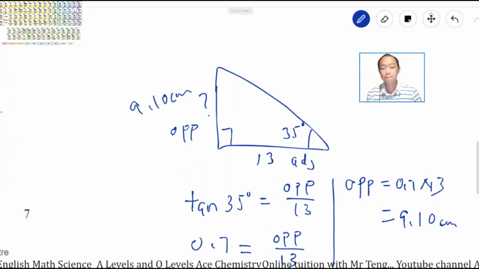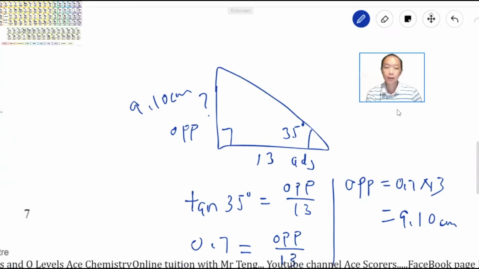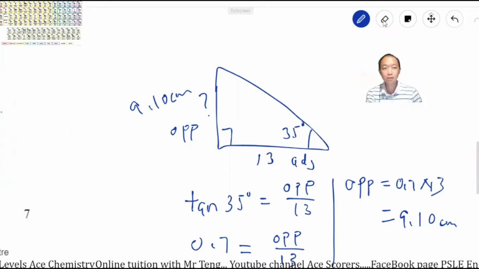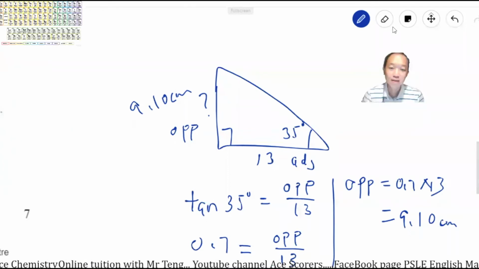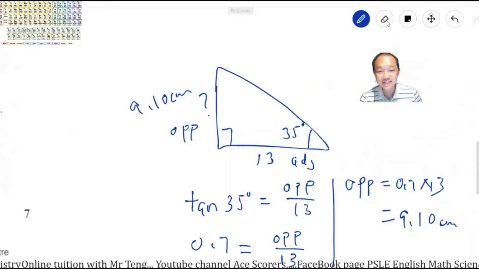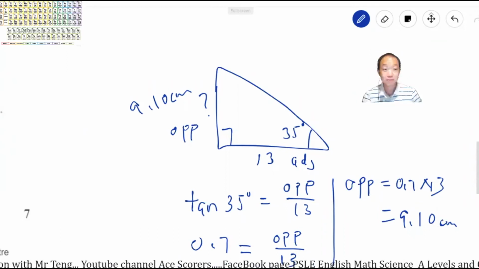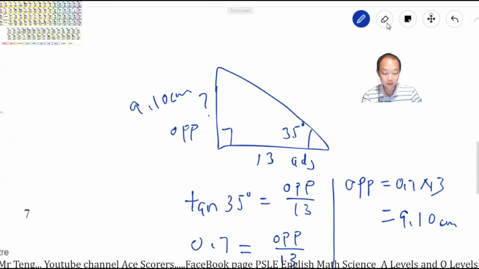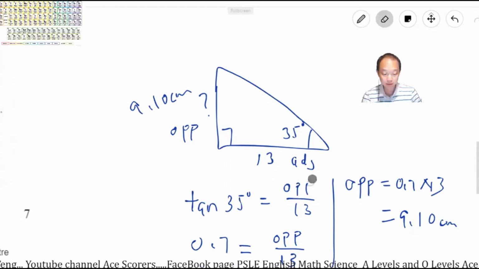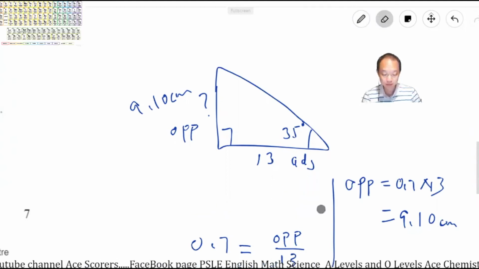So all in all, simple basic trigonometry. Wait, I still got another type. What if they want you to find adjacent, and they give you opposite and the angle? So the principle is the same, right? So I'm just gonna remove this. The idea is all the same.